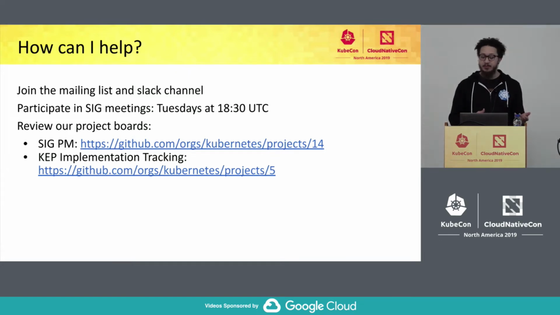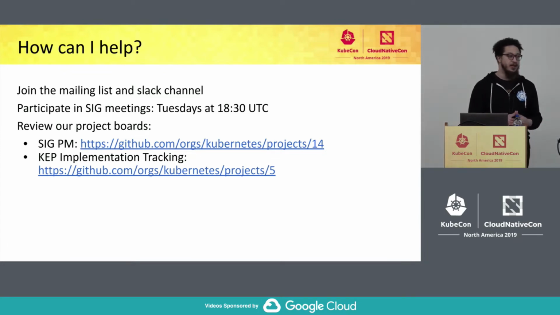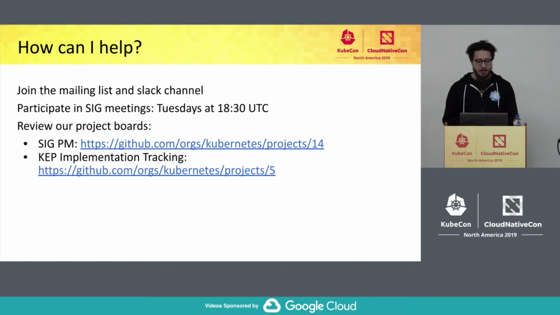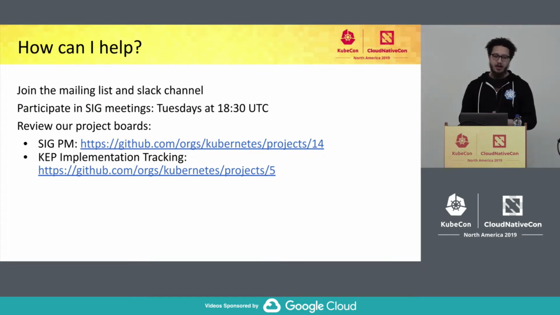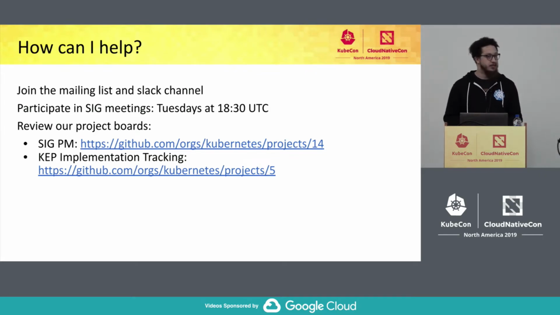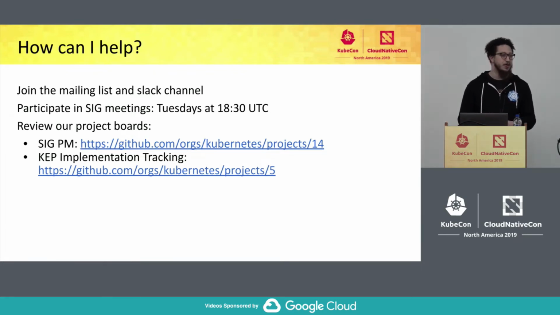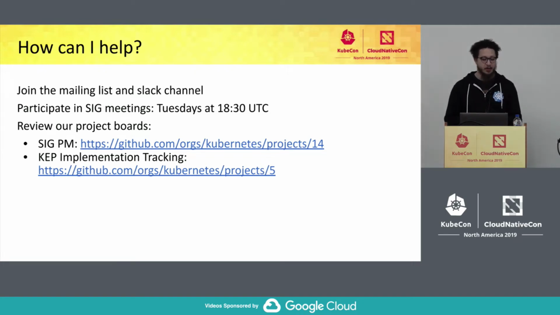Ways that you can help. We have a mailing list, a Slack channel, and a meeting. The mailing list is Kubernetes SIG PM at googlegroups.com. The Slack channel is SIG PM. We decided not to get too adventurous with that name. So if you're on Kubernetes Slack, you can join SIG PM and hang out with us.